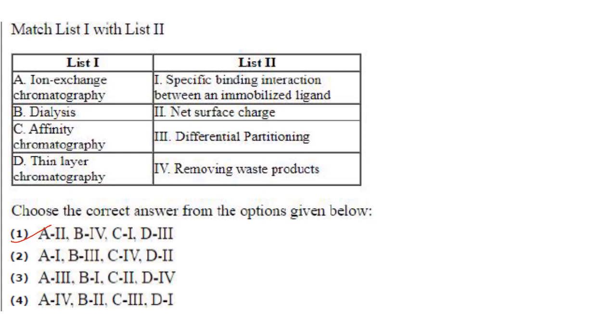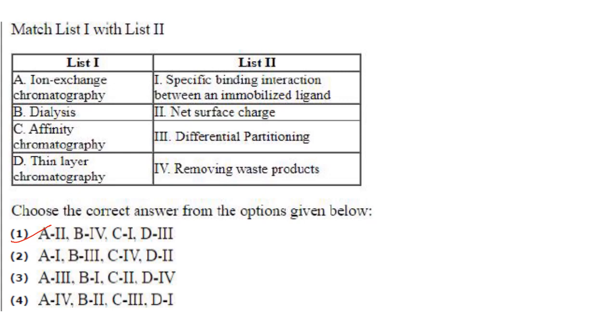Then next one. They have given chromatography and dialysis. You have to see how they take place, the principle behind their functioning. So ion exchange chromatography, it is net surface charge. Based on the net surface charge of your protein molecule, you can use either cationic or anionic exchange chromatography. Dialysis, removing of waste products, of course.